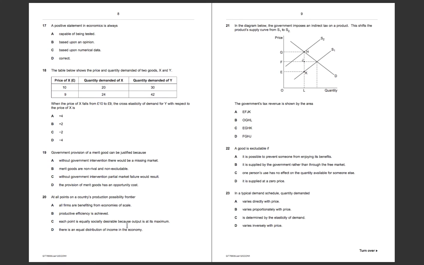C, each point is equally socially desirable because output is at its maximum. Now, this isn't true because the production possibility frontier doesn't tell us what people want or prefer. It just tells us what level of output is being achieved. Okay, if we're looking at socially desirable outcomes, this would be called allocative efficiency, and we would need to look at what consumers prefer between two different sets of goods within an economy, for example, public or private goods. Okay, just because a point would be reached on the production possibility frontier doesn't mean this is a point that people would be happy with.